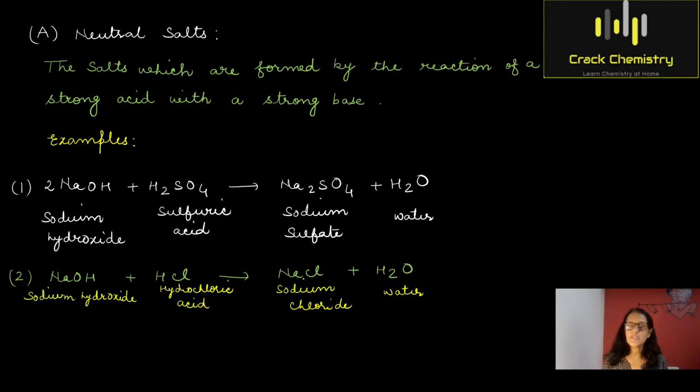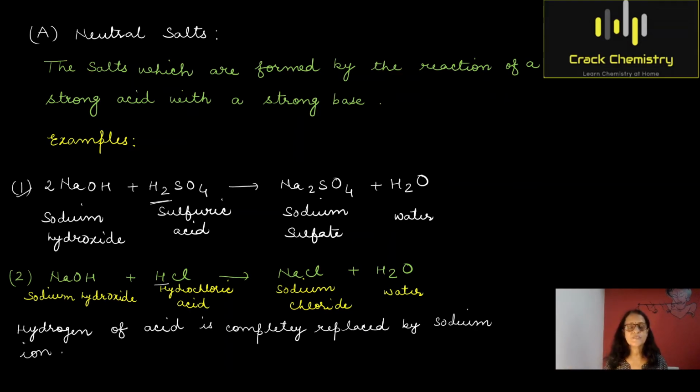If you carefully examine these salts, you will find that the hydrogen atoms of the acid are completely replaced by sodium ions. In the first example, sodium sulfate, sulfuric acid has 2 hydrogen atoms and both have been replaced by 2 sodium atoms. Now consider the other salt, formed by the reaction between sodium hydroxide and HCl. The only hydrogen atom of hydrochloric acid has been completely displaced by sodium. The pH of such salts is 7. So always remember, the pH of neutral salts is always 7, and such salts are formed by the reaction between a strong acid and a strong base.